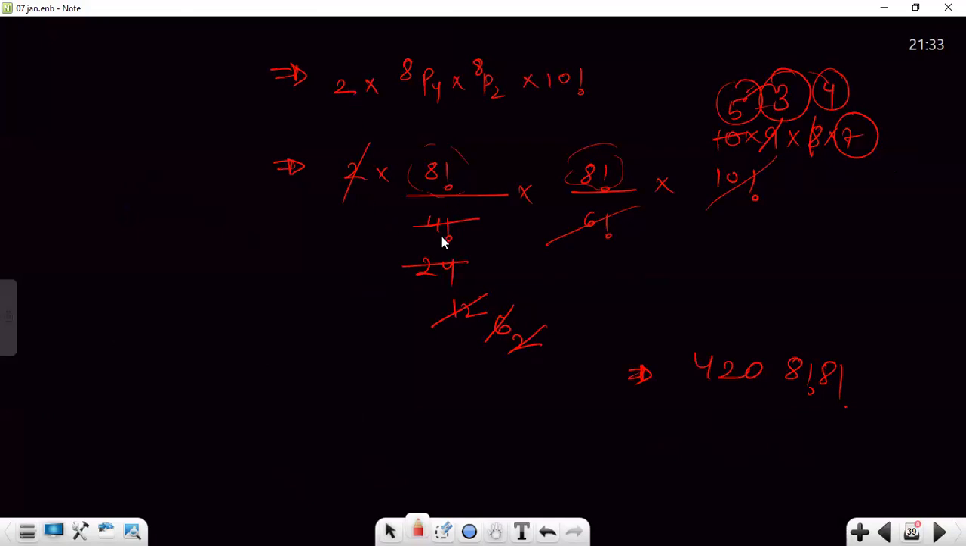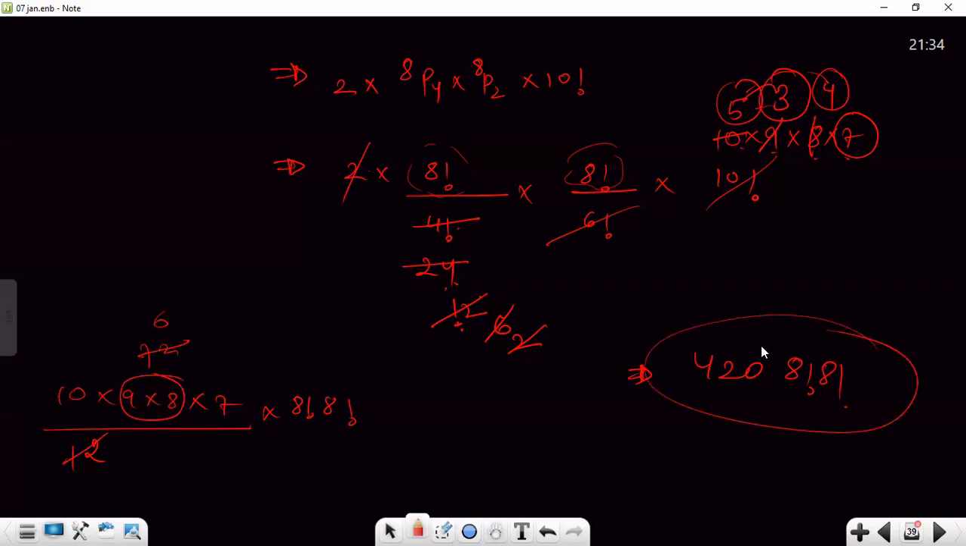2 into 8 factorial upon 4 factorial into 8 factorial upon 6 factorial into 10 factorial. 6 factorial cancels, 10 factorial becomes 10 into 9 into 8 into 7, and divided by 24. 2 cancels 24 by 12. Now, here what was there? 10 into 9 into 8 into 7 divided by 12 into 8 factorial into 8 factorial. So 9 into 8 is basically 72. 12 cancels 72 by 6. 6 into 70 is 420. Okay, we are indeed right.